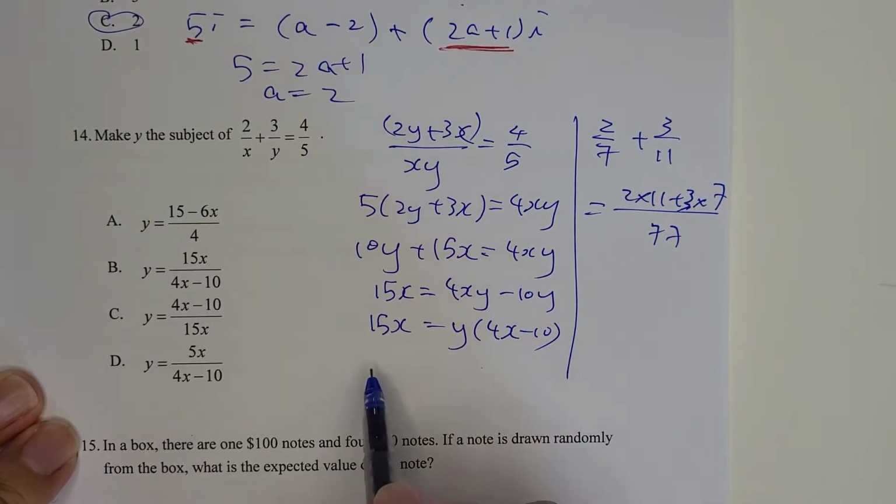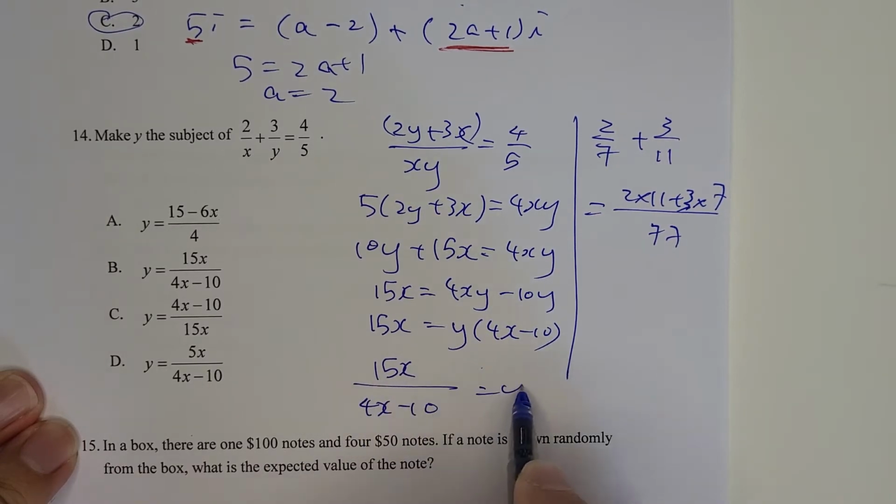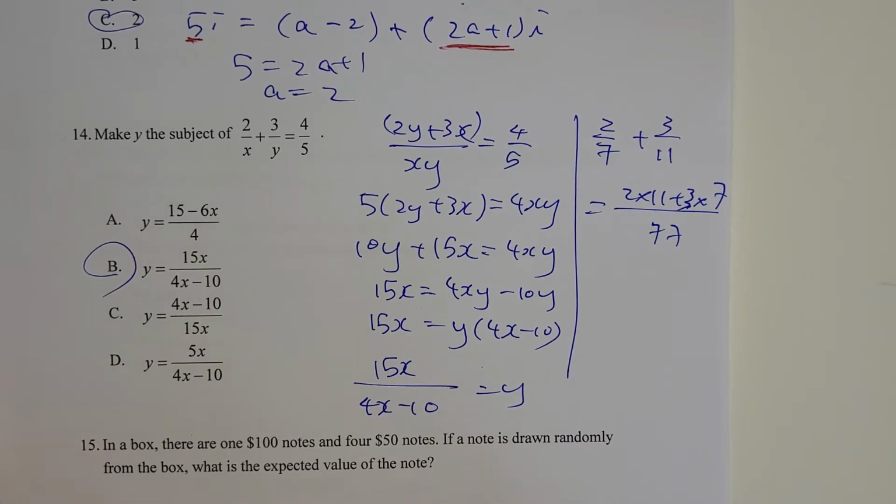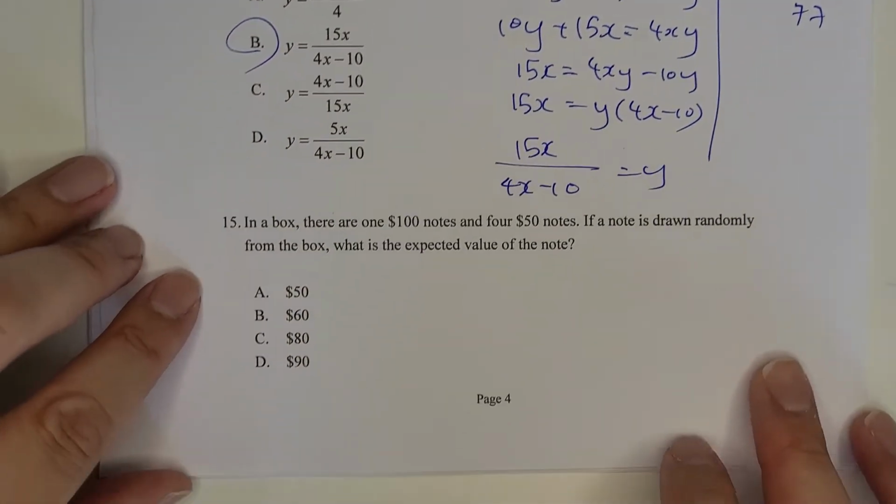4x minus 10 moves to the other side of the equation in the denominator. So y will equal 15x over 4x minus 10. The answer is B. And then go to question number 15.